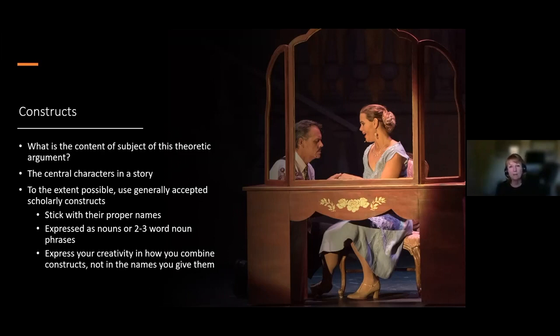Also, try to use really simple names for constructs. One word is really good, a noun like trust, or maybe a two or three word noun phrase like supply chain trust. Keep them simple. It's fine to be creative when you're building a theory, but the creativity should come in when you're combining the constructs and looking at the relationships between them. Don't get creative in how you name them. It's very confusing to readers. They'll say, well, I read something that sounded just like this, but it had a different name someplace else. Reviewers don't like that also.